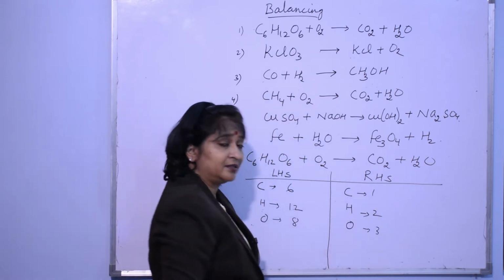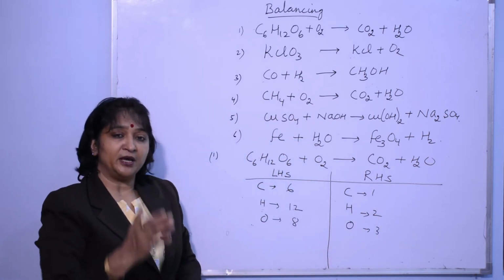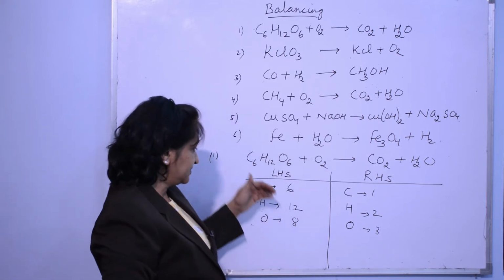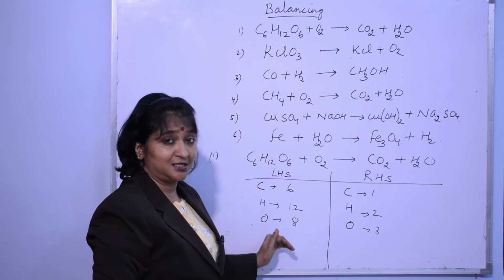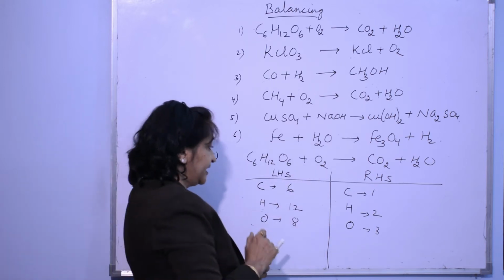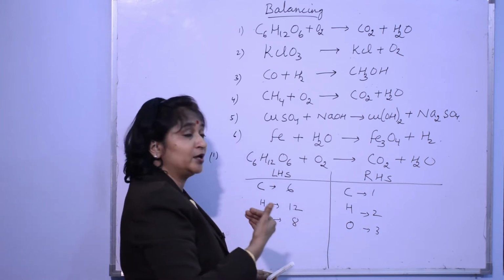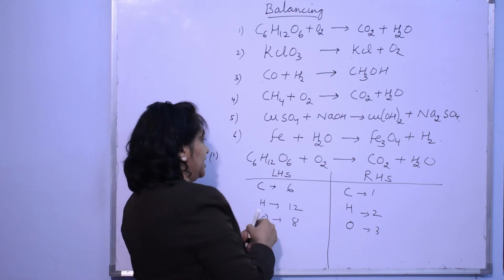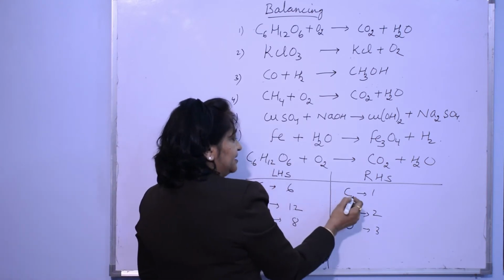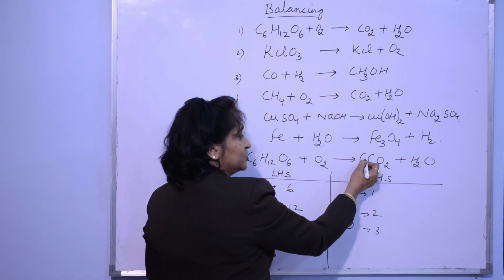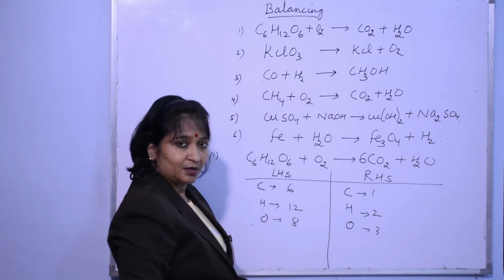So first thing that you have to do is, you will make 2 columns, write down left hand side as well as right hand side. On the left hand side you will write all the atoms, on the right hand side you will write all the atoms. Then you have to see how you can go ahead with balancing, which atom first. Now carbon is 6 and here carbon is 1. So the first thing that you can do is, you can make it here 6. So you will put here 6, right?